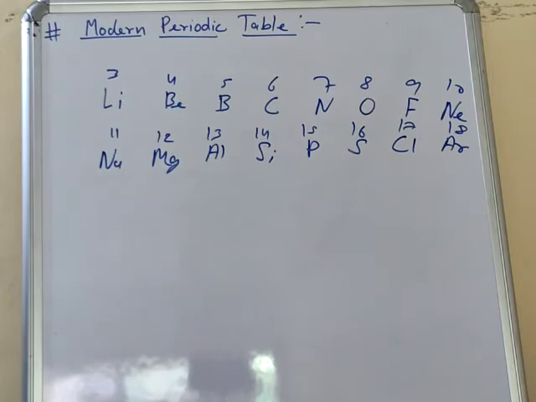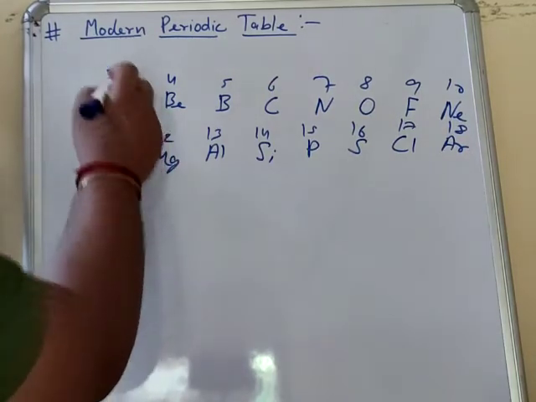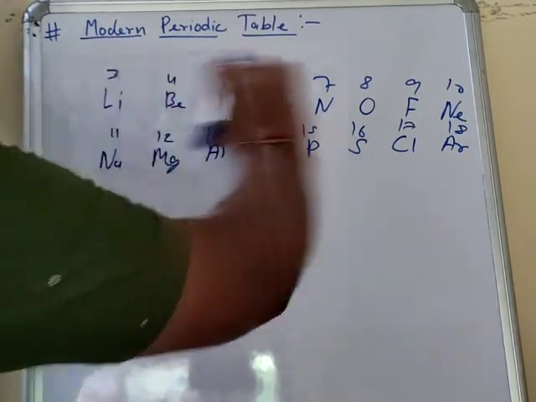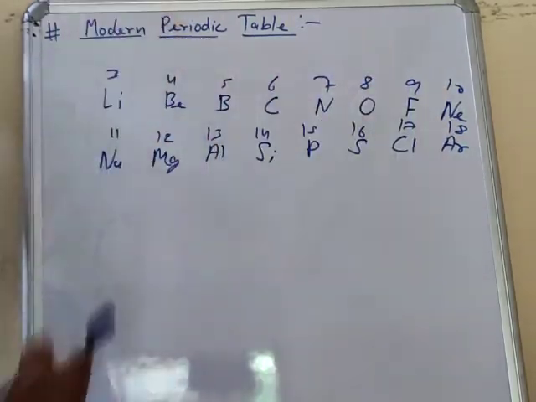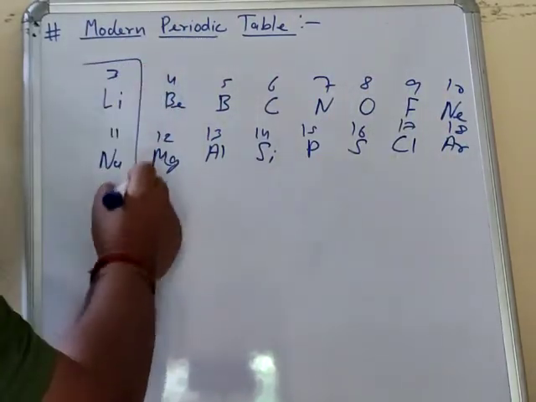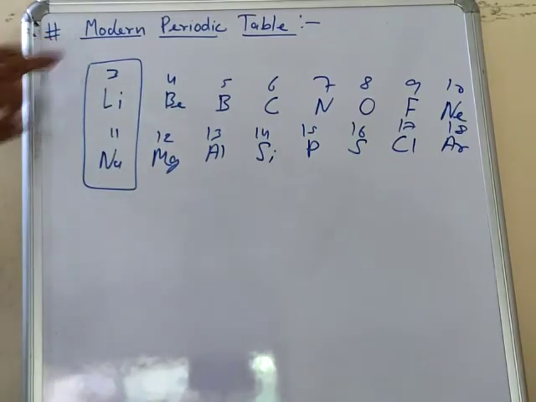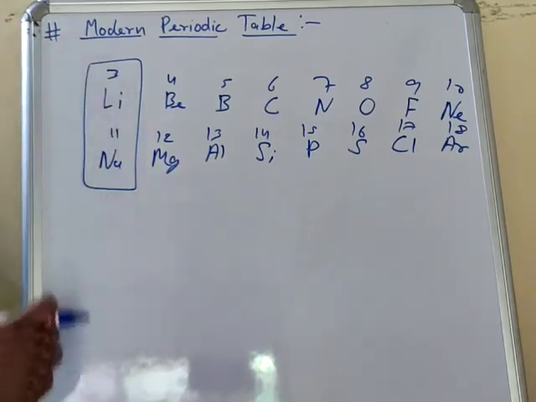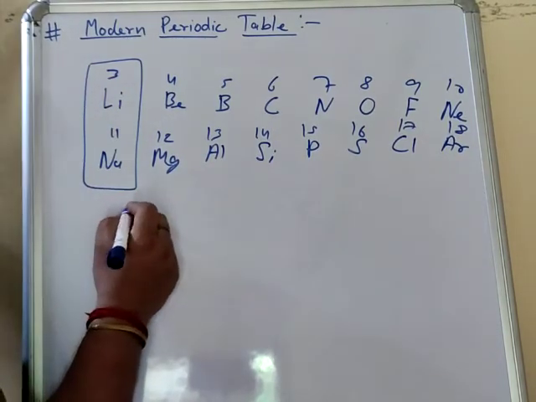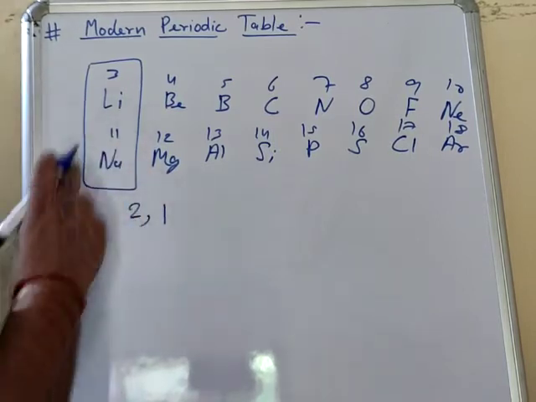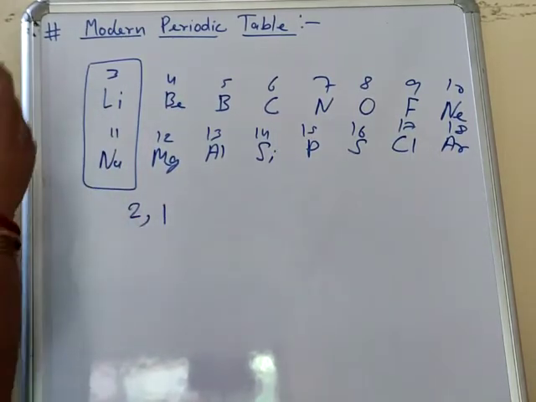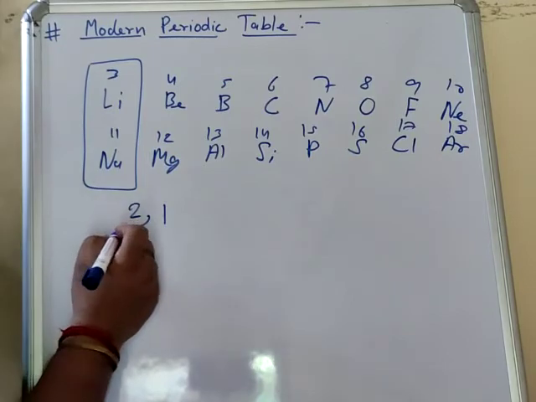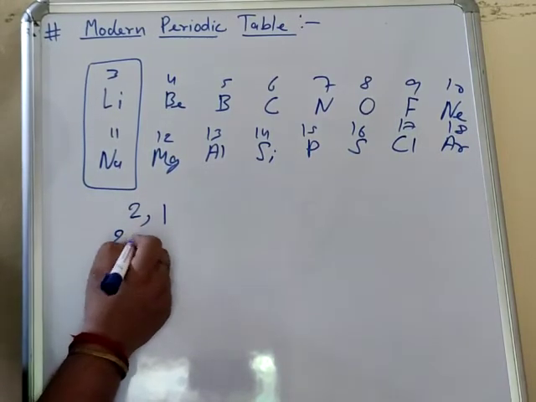So first we will see the periodicity in electronic configuration. The horizontal rows are known as periods, and the vertical columns are known as groups. So we will see here there is a periodicity in electronic configuration. Lithium's atomic number is 3, so the electronic configuration will be 2, 1. And sodium's atomic number is 11, so the electronic configuration will be 2, 8, 1.